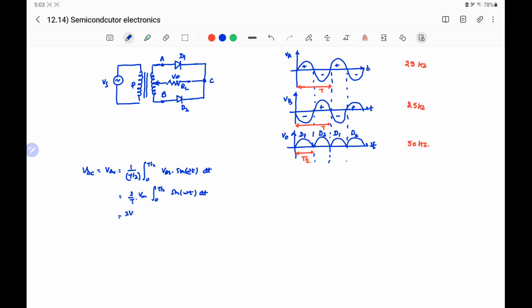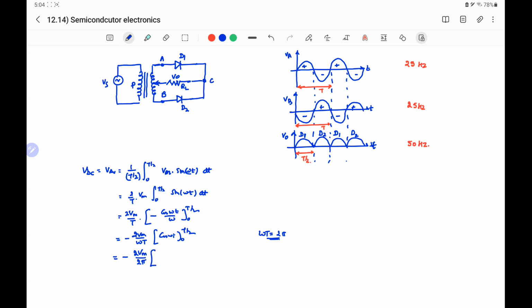And we write it as 2 Vm by T. Integral of sine omega t is minus cos omega t by omega. 0 to T by 2 are limits. Minus 1 by omega is constant, so it is taken out. It is minus 2 Vm by omega T. And then remaining is cos omega t, 0 to T by 2. Now, omega T is equal to 2 pi. So we substitute value here, minus 2 Vm by 2 pi.